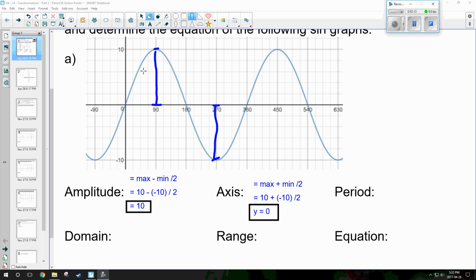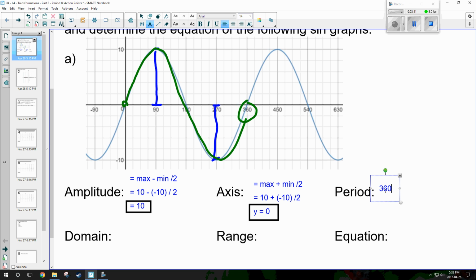Our next one is the period. Remember, the period is where we do one full cycle, or how long it takes for one full cycle of our graph. So if we start here and work our way through our graph, we restart the cycle again here. That means that our period is the length from 0 to 360. So our period is 360. And don't forget, these are measured in degrees. So it's 360 degrees.